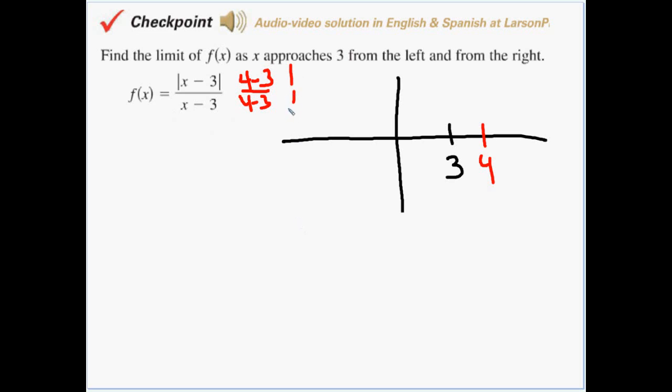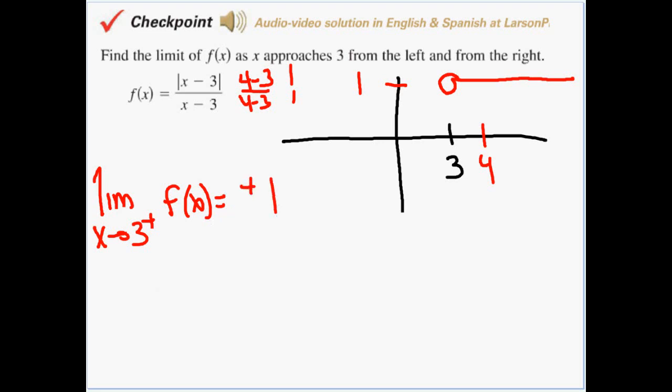So here we're going to be on 1, approaching 3 from the right. So let me write this in red ink. The limit as x gets close to 3 from above, from the right, of f of x is equal to positive 1.